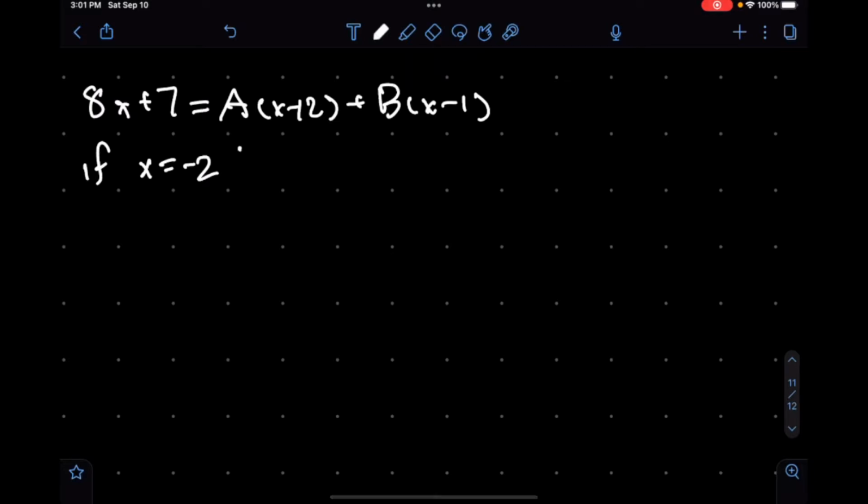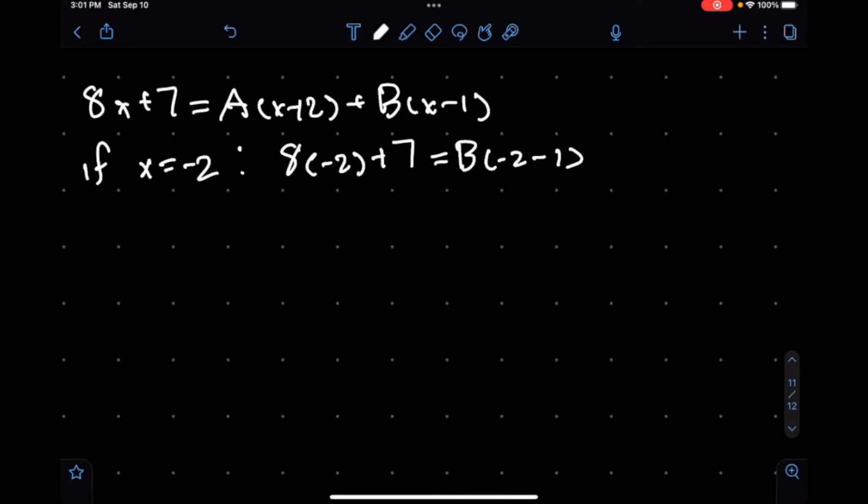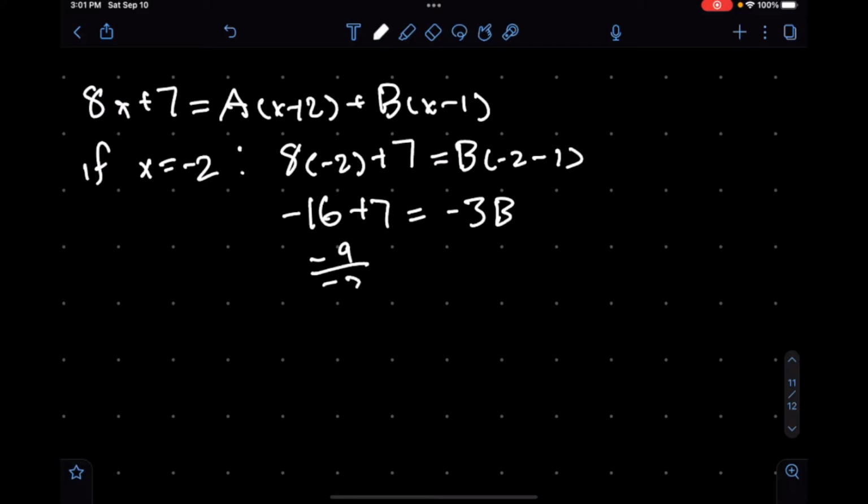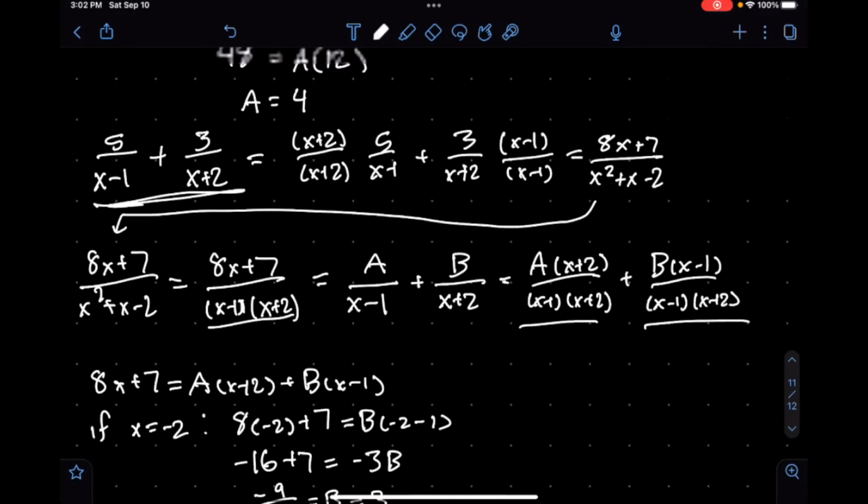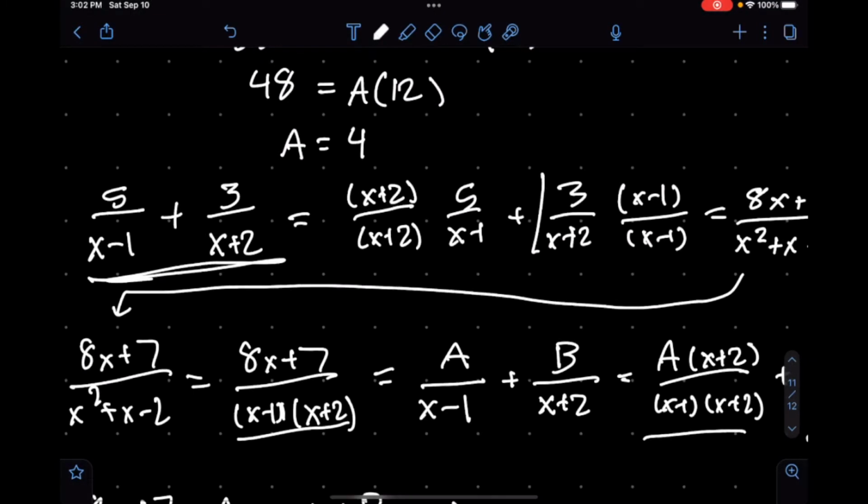So if x is equal to negative 2, then we have 8 times negative 2 plus 7 equals b times negative 2 minus 1. This gets us negative 16 plus 7, which is negative 9, equal to negative 3 times b. Negative 9 over negative 3 is equal to b, which is just 3. So there's one of our variables, and we can see that it matches up with this term perfectly.